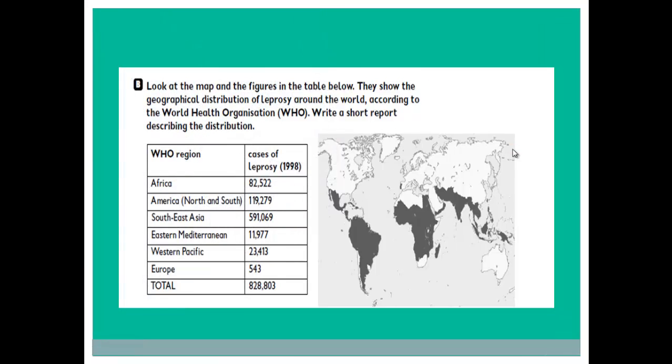Now, number B, look at the map and the figures in the table below. They show the geographical distribution of leprosy around the world according to the World Health Organization. Write a short report describing the situation. Here we have Africa, 82,522. America, North and South, 119. Southeast Asia, 591. East Mediterranean, 11. Western Pacific, 23. Europe, 543, and the total is 828,803.